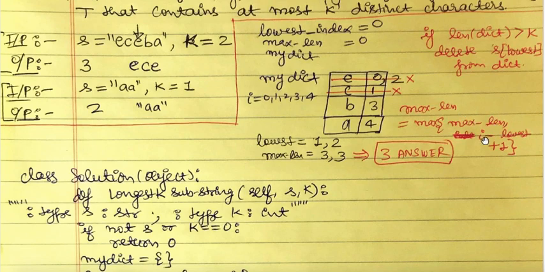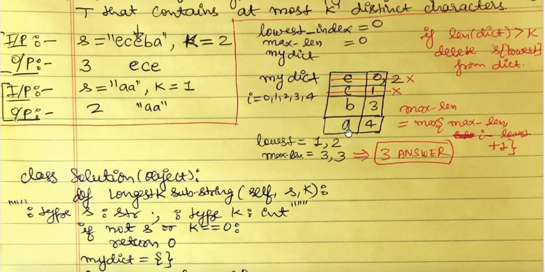Okay, and the max length will be initialized to 0, so it will be the maximum of max length, which is 0, and the second one is the index. So the current index is 3, which belongs to B. 3 minus lowest, so lowest was 1, which was deleted, so 3 minus 1 is 2, and then we increase it by 1, so 3. So the maximum length will be 3. Okay, after deleting C, next we get A.